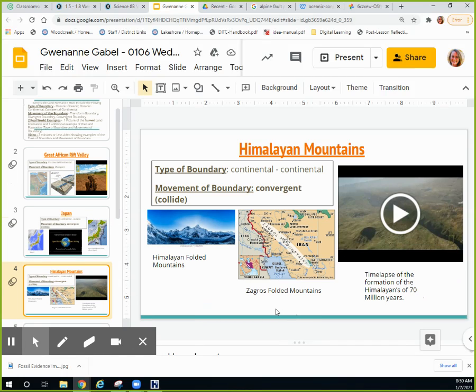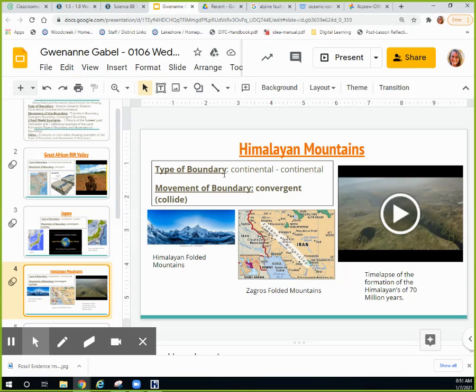So the next land formation we're going to talk about is the very famous Himalayan mountains. This is where Mount Everest is located, and Mount Everest is the tallest mountain in the world. A fun fact about that is it's continuing to get taller. I think somebody mentioned to me it gets about a millimeter taller every year. That doesn't sound like a lot, but just the fact that this mountain is growing is amazing.